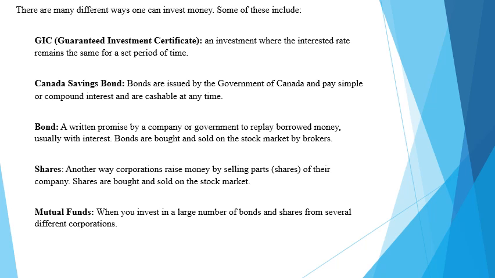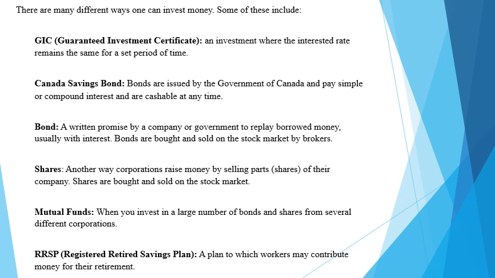The last type of investing is a little bit different. It's called an RRSP, or a Registered Retirement Savings Plan. And it's a plan to which workers may contribute money for their retirement. So you can put money into this RRSP, and it earns interest, but you usually can't take it out without a penalty until you are retired, because it is a savings plan for your retirement.